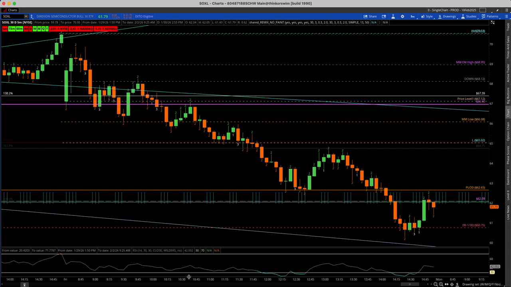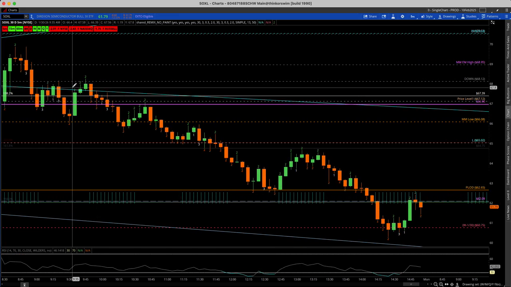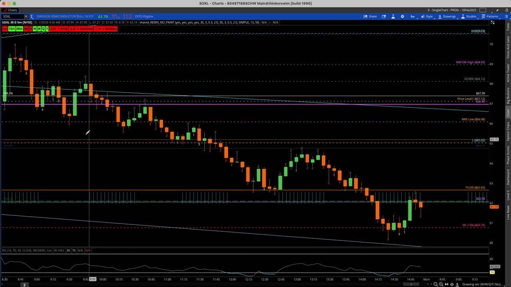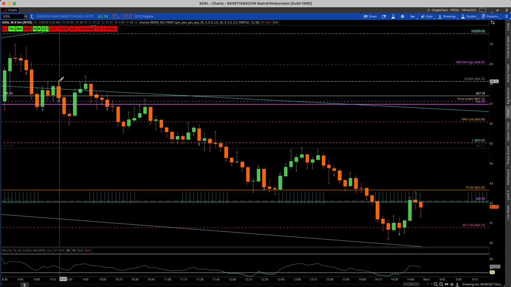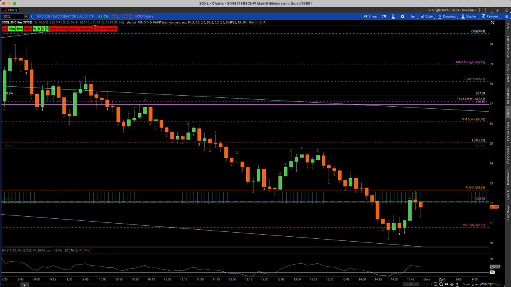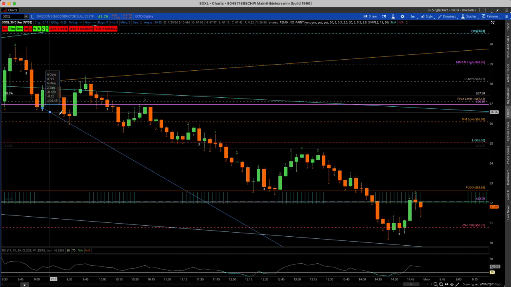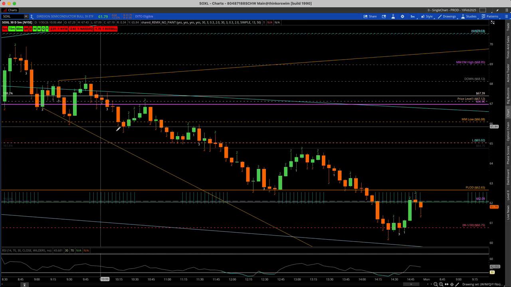Once we made the higher high, we're no longer in a downtrend. At worst, it's at least a broadening formation at that point, right? We've got the high to, let's get the right tools out here. So we've got this high to this high, and we've got this low to this low, right? So we've got another 15-minute broadening formation.